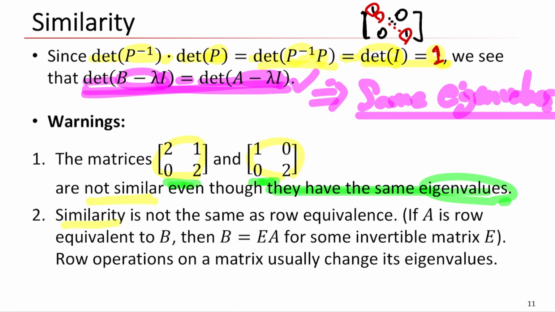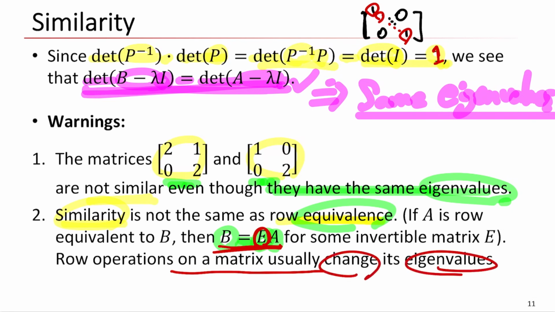And one more thing is that similarity is not the same as row equivalence. If A is row equivalent to B, we can represent B as an elementary matrix E times A, right? As we discussed in the previous lectures, by applying row operations, the eigenvalues would be changed, right? But in the similarity transformation case, the eigenvalues will not be changed. So this is what I want to let you know. This is the concept of similarity.